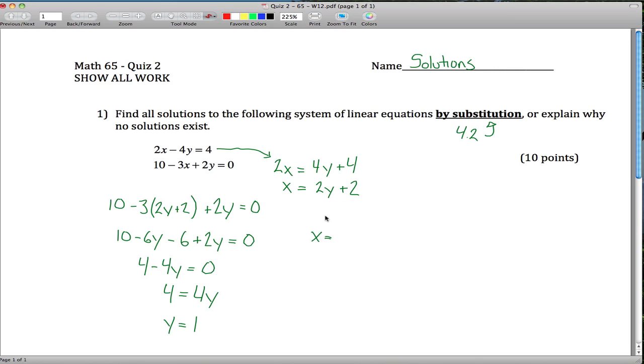We'd say instead of x equals 2y plus 2, we'd say x equals 2 times 1 plus 2. 2 times 1 is just 2. 2 plus 2 is 4. So we get for our solution x equals 4, y equals 1.